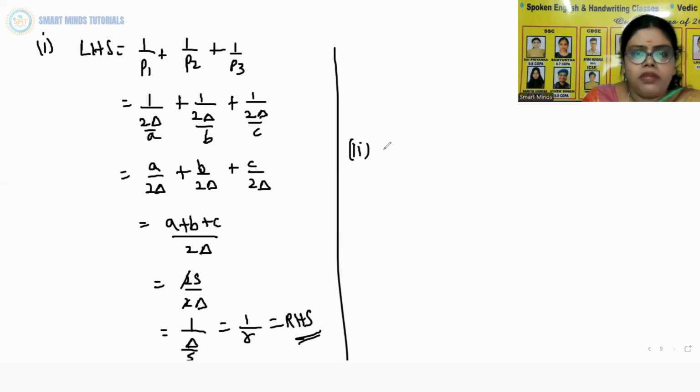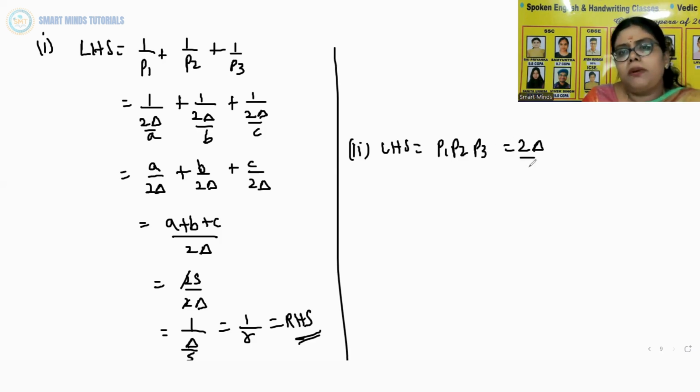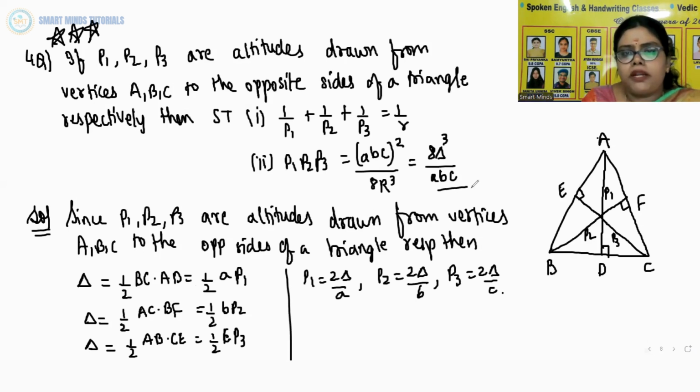Now for the second bit, what is the LHS? P1 P2 P3. P1 is 2 delta by a, P2 is 2 delta by b and this is 2 delta by c. So this is 8 delta cube by abc. Now you got the third part. This part you got. Now let us prove the middle part.